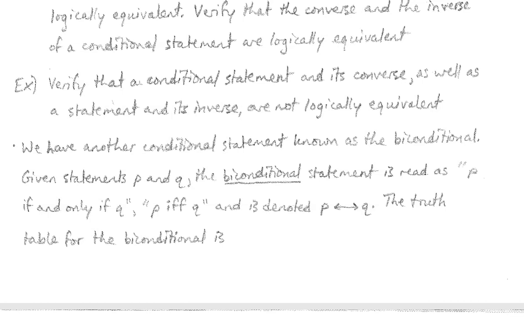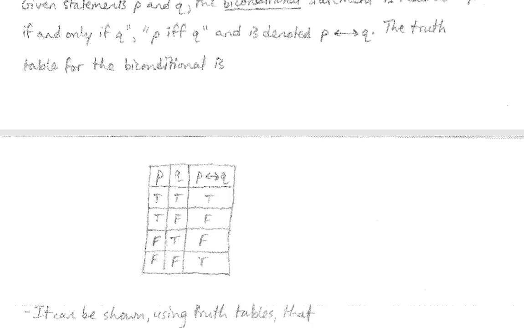The truth table for the biconditional. The biconditional is only true when P and Q have the same truth value. If P and Q are both true, then P if and only if Q is true. If P and Q are both false, then the biconditional is also true. If P and Q do not have the same truth value, then the biconditional is false.